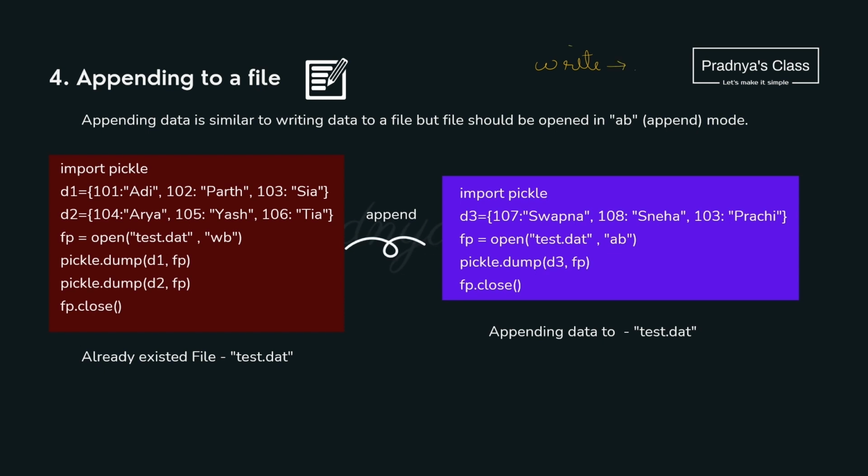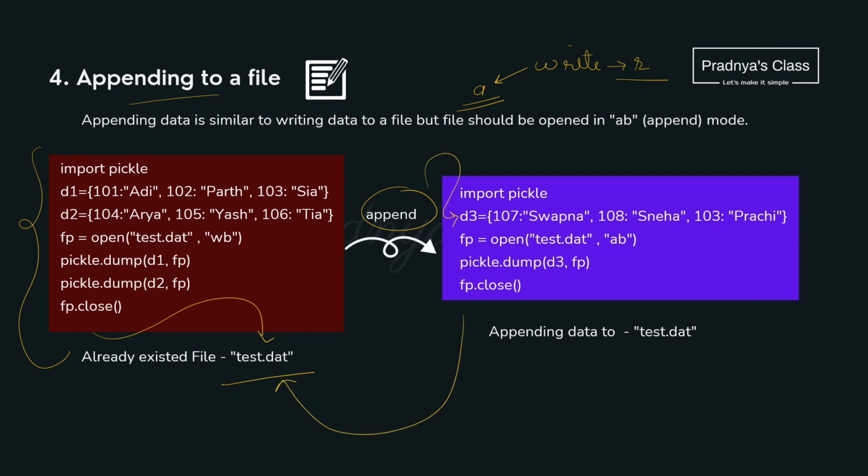Before proceeding to the read operation, let's try to understand how to append the data to the file. You know, the write operation and the append operation is exactly same. The difference is of mode. Here is the code with the help of which we created test.dat file. Now we need to append some more data to the same file. We are trying to append this dictionary to the already existing data.